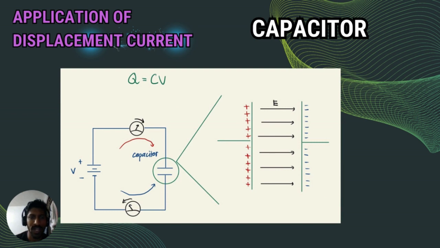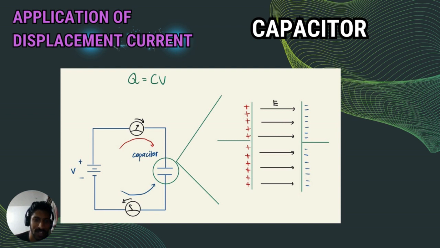So let's look at the application of displacement current. One of the applications of displacement current is the capacitor. First, let's have a look at a basic circuit consisting of a capacitor, a voltage source, and also two meters here. These meters are placed here to indicate the direction of current.